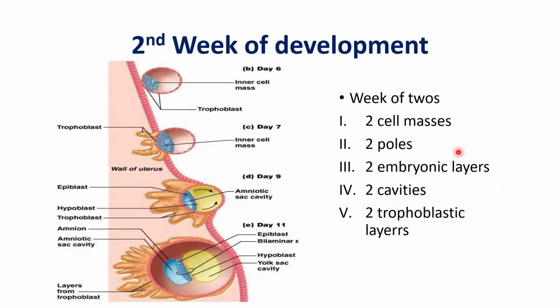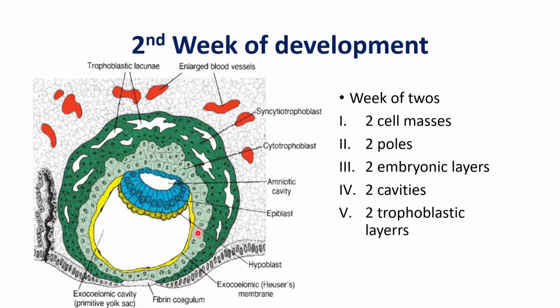So this is what happens from day 6. Remember, day 6 and day 7 are in the first week of development, and that's when implantation is happening. So from day 9 to day 11, you can appreciate implantation has already happened, and now the week of twos is at play. So when you're talking about the week of twos, you'll have 2 cell masses, as you can see here. This is the epiblast, and then you have the hypoblast, 2 cell layers. Then you have 2 poles.